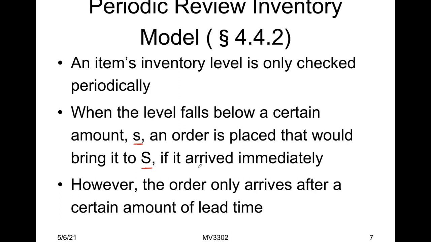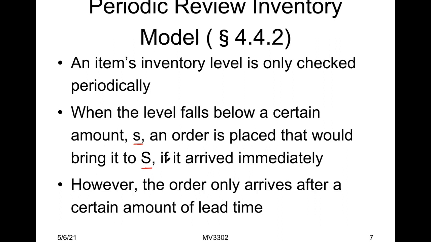In other words, instead of ordering a fixed amount each time, when you check your level and it falls below a certain amount, you order all the way up to big S. We'll see an example of that.